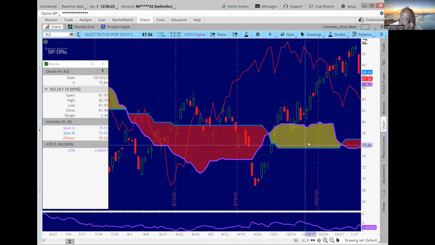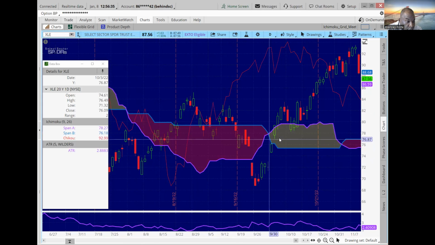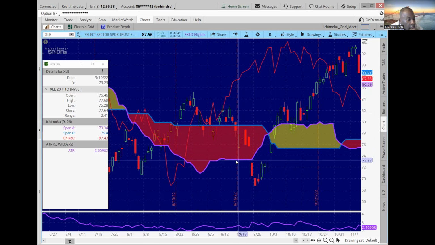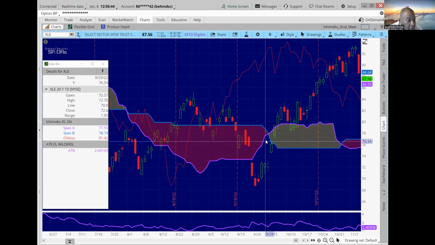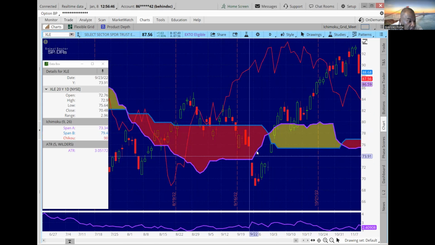The cloud, the shaded areas, is the Ichimoku cloud. This is called the Kumo. This red one is the bearish Kumo. The gold colored one is a bullish Kumo, bullish cloud. The line above or below the cloud is the Senkou. This line is Senkou span A, the one that goes above the bullish cloud.